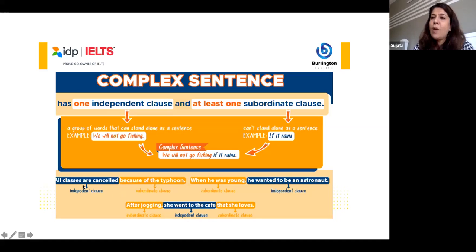Okay, let's look at one more. All classes are cancelled. So that's an independent clause. Because of the typhoon. Now that's a dependent clause.